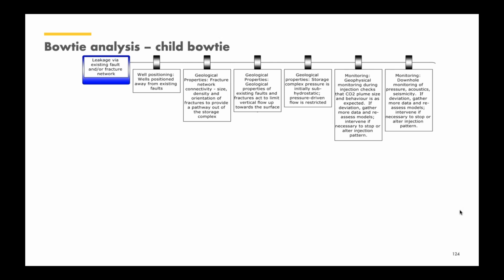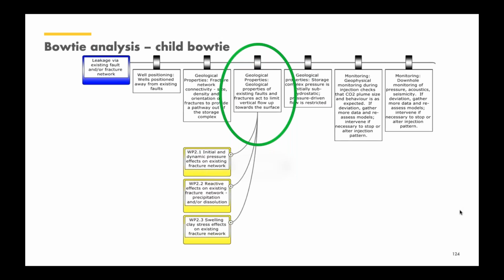This is the daughter bow tie for what we are looking at, the leakage along faults and fracture networks. These are the barriers to prevent that leakage from happening. For instance, we try to get our well as far away from faults as possible, or we need to have very ductile shale that is self-sealing, things like that. Can you click once more? So if we look at geological properties, and next one, please. We then come up with three different kinds of processes that can change the flow along fractures. Next one, please.